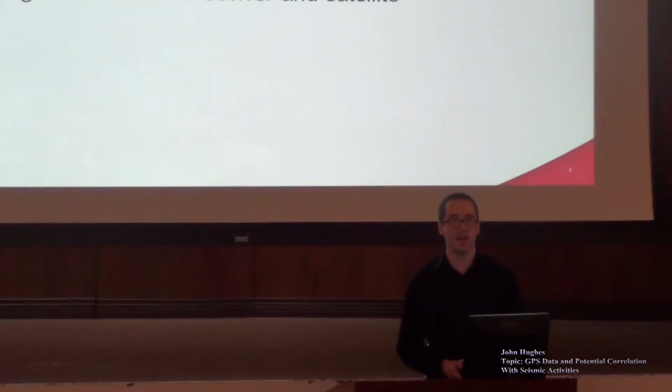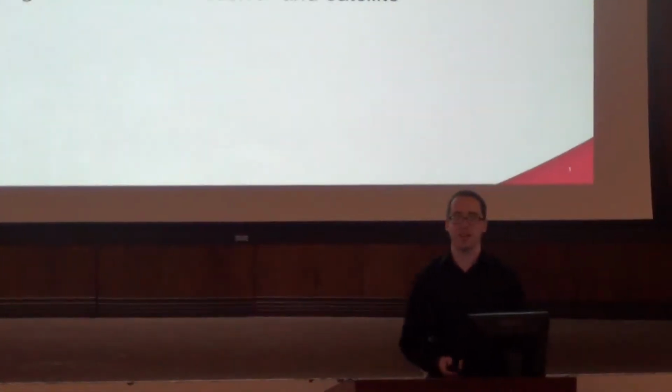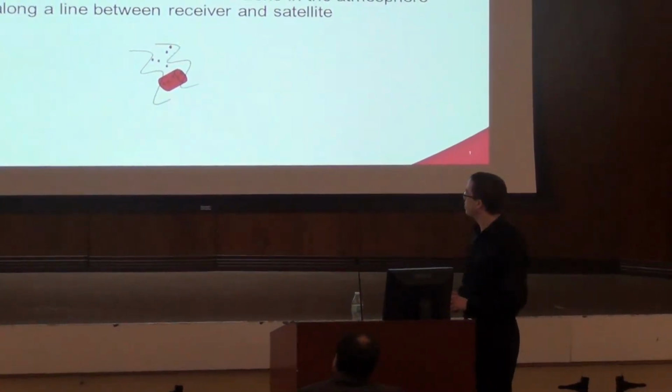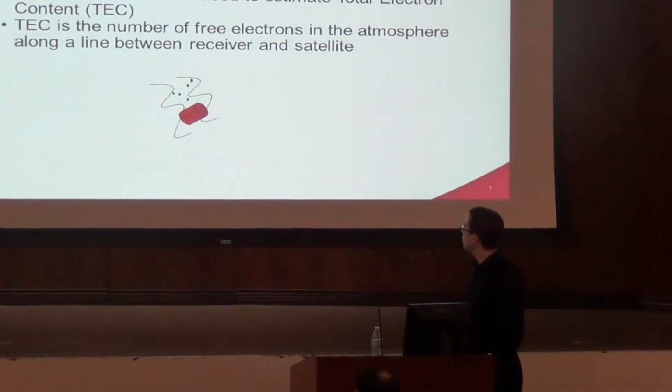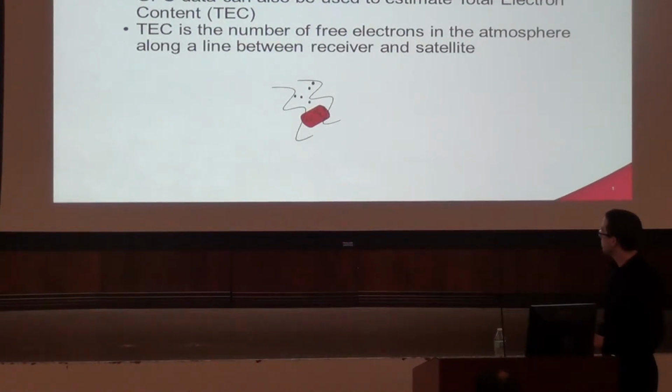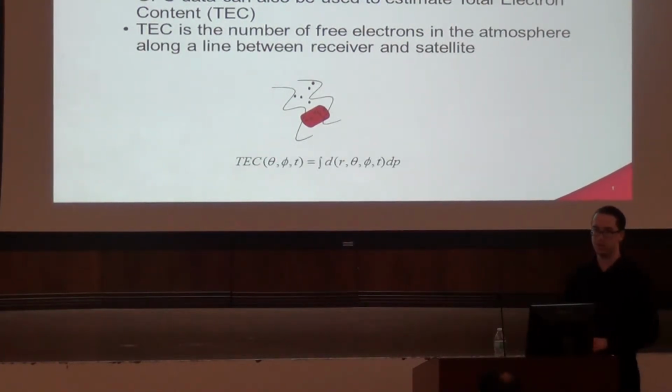We also know that it's used to estimate total electron content, which is TEC, and total electron content is the number of free electrons between the receiver and the satellite. In the picture, the two squiggly lines represent the ionosphere. The dots represent the free electrons, and the cylinder represents the straight line between the receiver and satellite. And there's that equation.